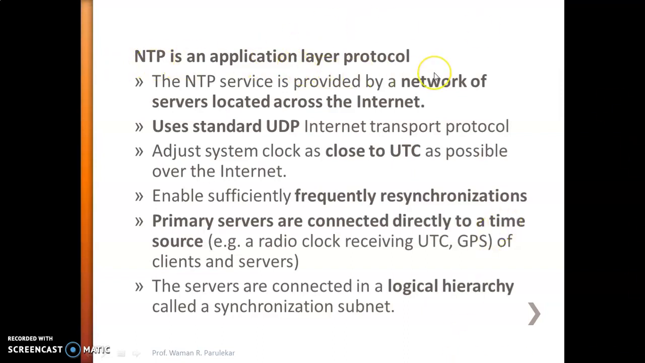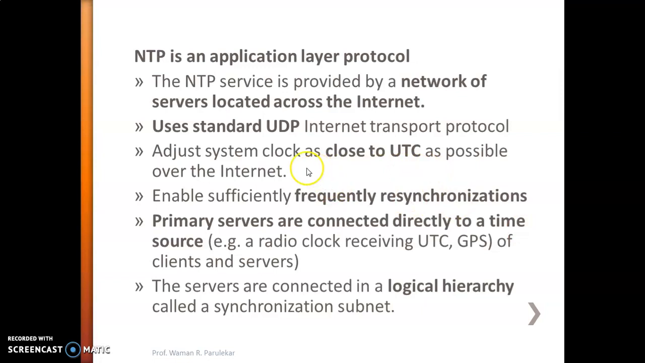NTP is an application layer protocol. A very important point is that the NTP service is provided by a network of servers located across the internet. And what do we use NTP for? Clock synchronization. Then it uses the standard UDP internet transfer protocol. So UDP is used by NTP, and we need to remember that.